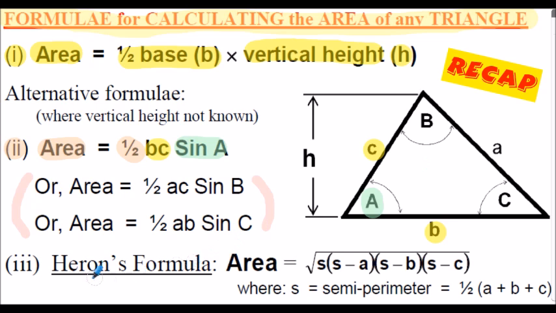Item 3 is actually referred to as Heron's formula. This calculates the area of a triangle when no internal angles or vertical height is known, but we're not going to refer to this formula within this presentation.